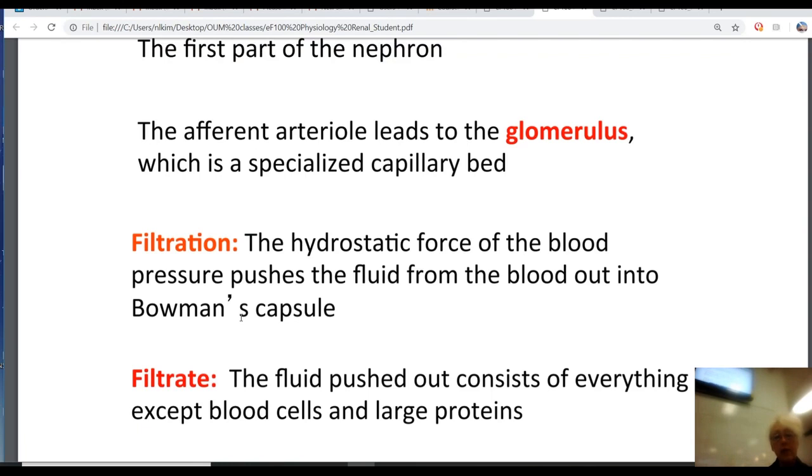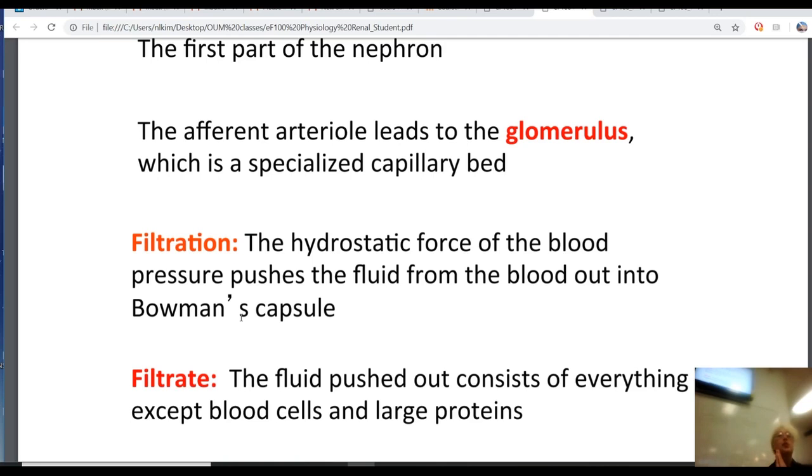This is what I was talking about with respect to pressure. Filtration and filtrate. What's the difference? Filtration is based upon what? The difference in hydrostatic pressure, in millimeters of mercury, between the glomerulus itself and the space in Bowman's capsule. There's that pressure gradient that helps pull everything out from the glomerulus and drain into Bowman's capsule, which is your filtration. Filtrate is the fluid, and it consists of everything except blood cells and large proteins.